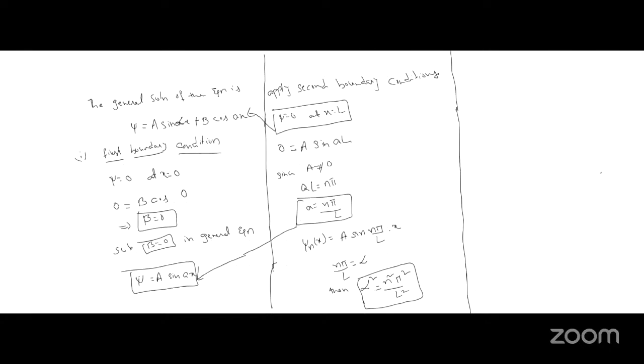Next, we have to equate the two alpha squares. Alpha square equal to alpha square. What did we get for the first alpha square? We got 2mE by h dash square at the start. The second time, what did we get for alpha square? We got n square pi square by L square.